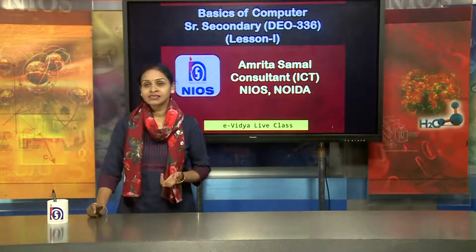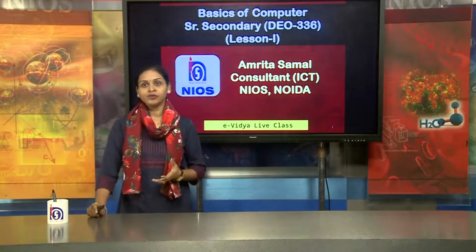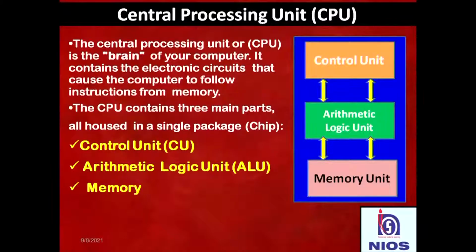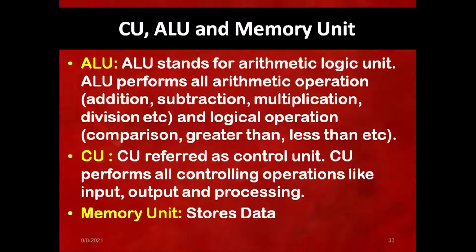Then the next important component of a computer system we are going to discuss is the central processing unit. In short, we call it the CPU. It is known as the brain of our computer system. The CPU consists of electronic circuits. The major components of the CPU are the control unit, arithmetic logic unit and memory unit. Let us discuss these three components in detail.